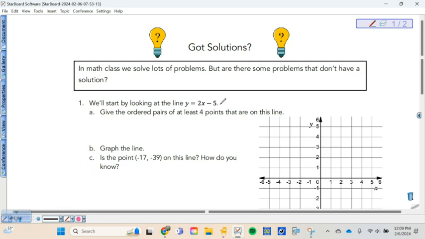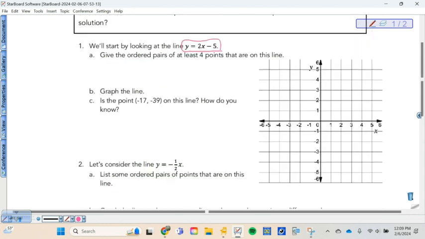So I have this line, y equals 2x minus 5. How do I go about graphing that line? What do I do? Good, start at -5. Start with my y-intercept. My y-intercept is at -5, so I start down there. And then what do I do?